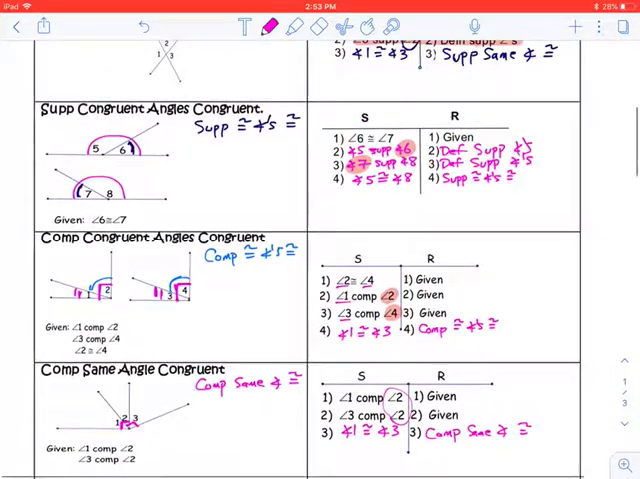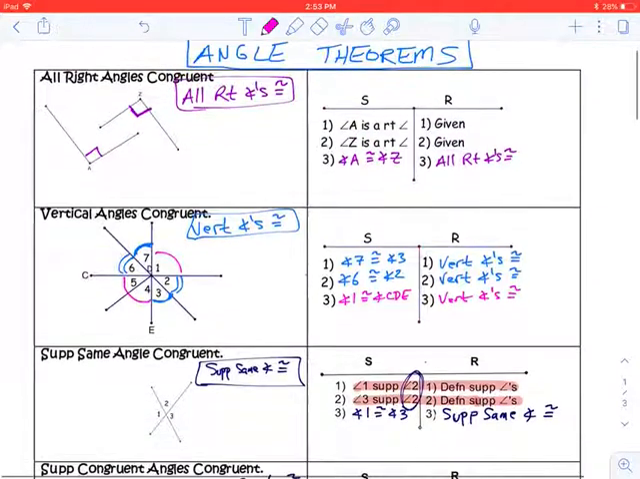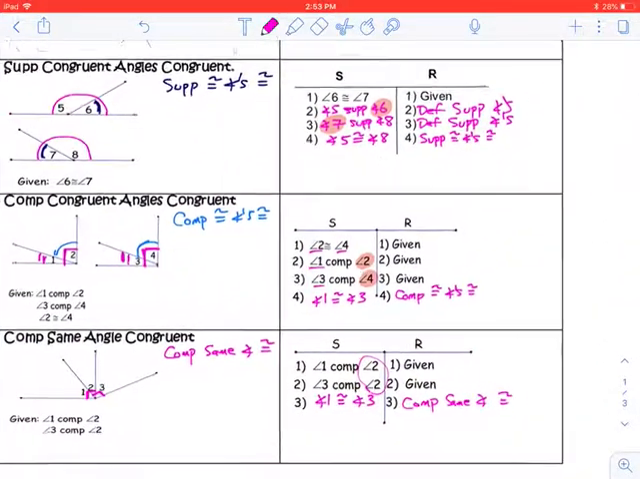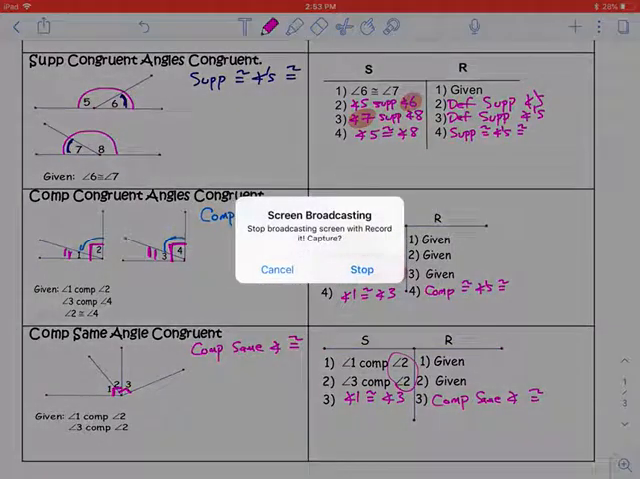And again, we're going to get more and more practice with proofs in general. But those are our angle proofs. Okay? So got to practice those.